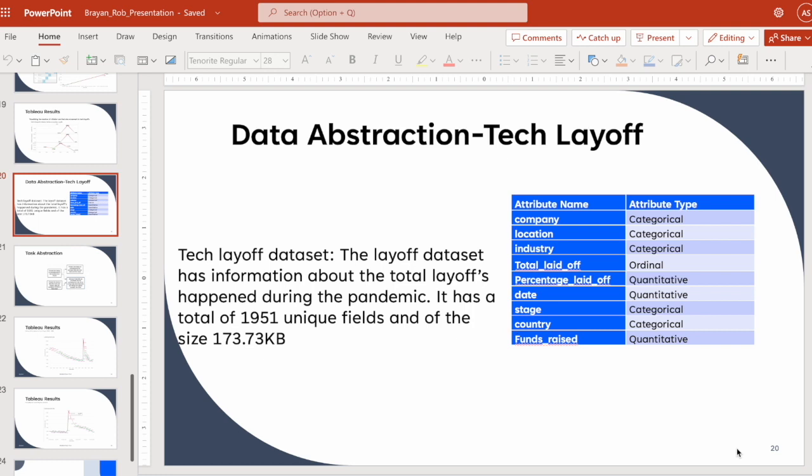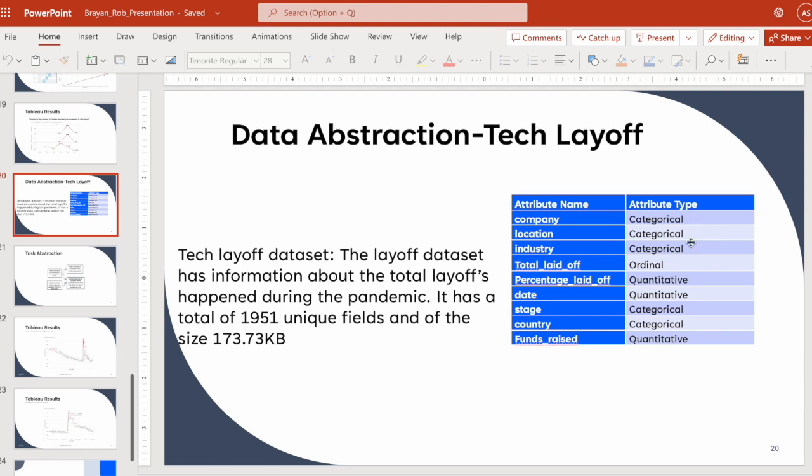nine attributes in it, which are the company name, the location at which the company's headquarters are located, then the industry to which the company belongs, and we have the number of layoffs which has happened in total in that particular company, in the form of numbers as well as in percentage, and the date on which the employee was laid off, and the country to which they belong, and also the funds raised by the company. And we also found out what kind of data type each attribute belongs to.